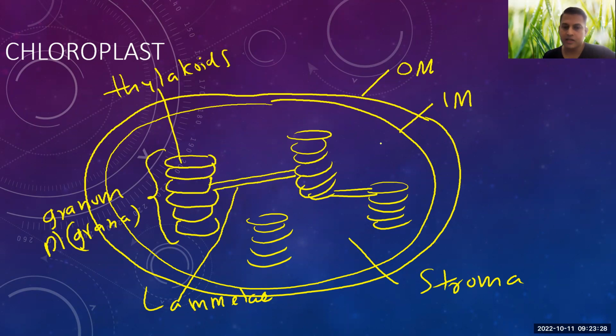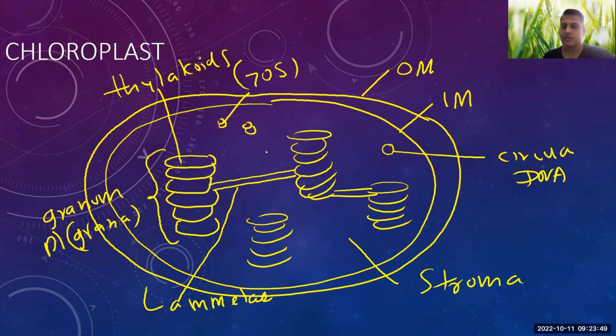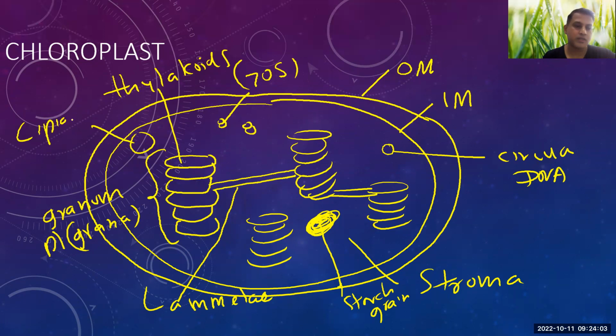And we can also find a small circular DNA molecule, like this, circular DNA. And we can also find ribosomes. These ribosomes are 70S. That is very important, not 80S, 70S. And we can also find a starch grain, and sometimes lipid droplets. You should be able to draw this and label the structures, because this is again a very important organelle.